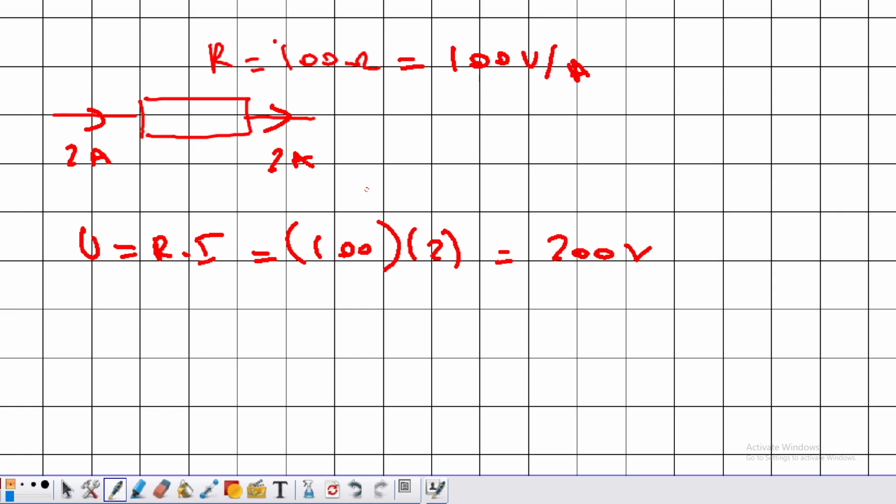Now we should understand R, the unit ohm, which is given by volts per ampere. In order to increase the current by a certain value, we need to increase the voltage, okay? And each resistor is characterized by this number.